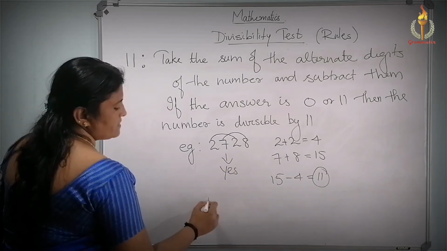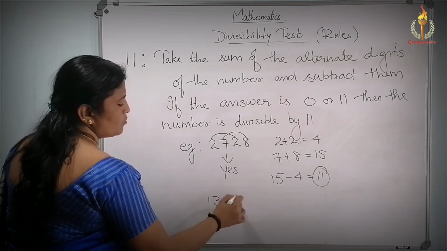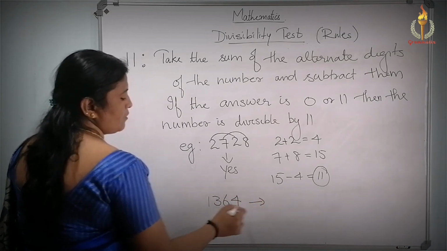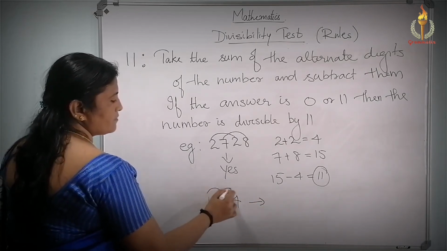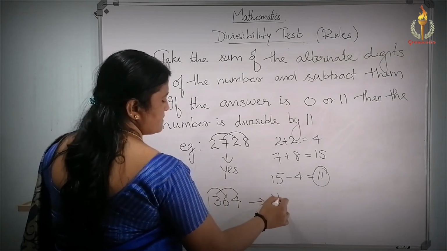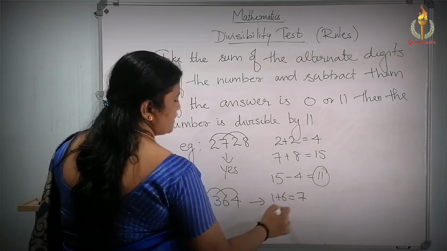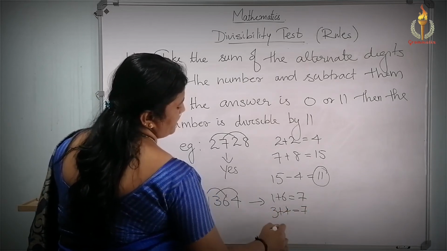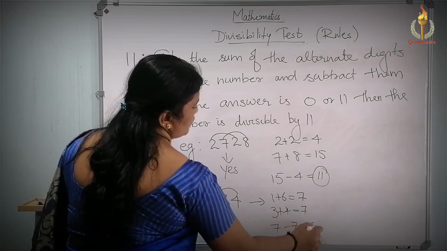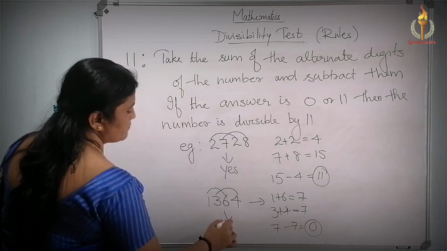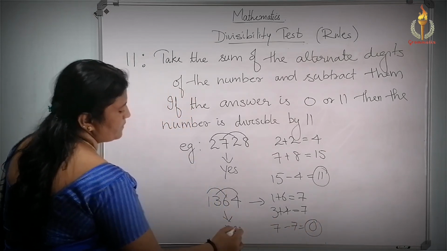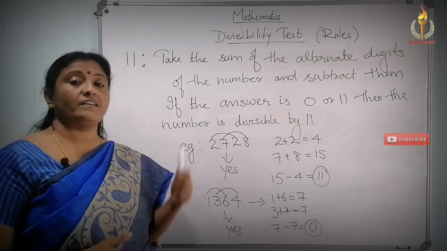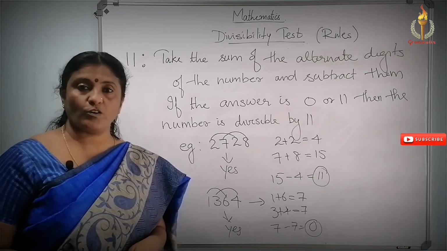Another example is 1364. Here the alternate digits are 1 and 6, 3 and 4. So 1 plus 6 will give you 7. 3 plus 4, again it is 7. 7 minus 7 is 0. Therefore, this number is divisible by 11. This is how you examine whether a number is divisible by 11 or not.